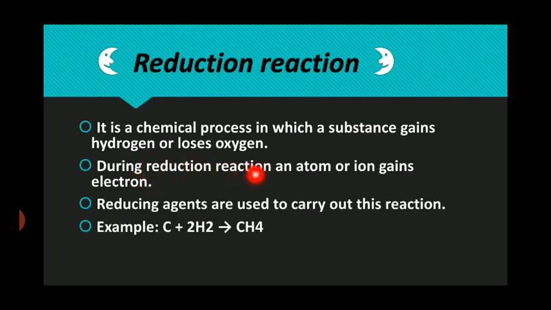During reduction reactions, an atom or ion gains electrons. So in the reduction reaction process, they are gaining electrons. Reducing agents are used to carry out this reaction.